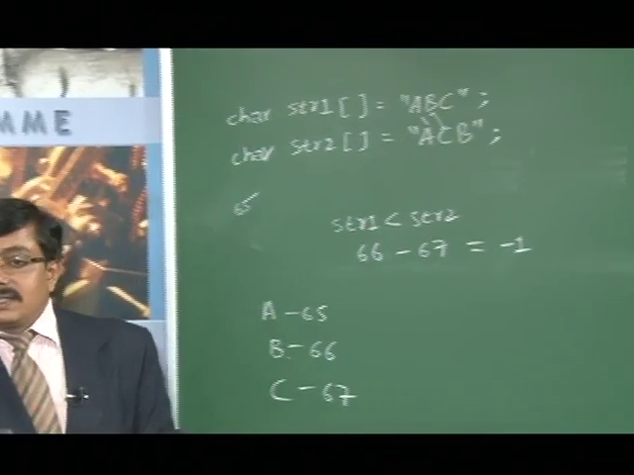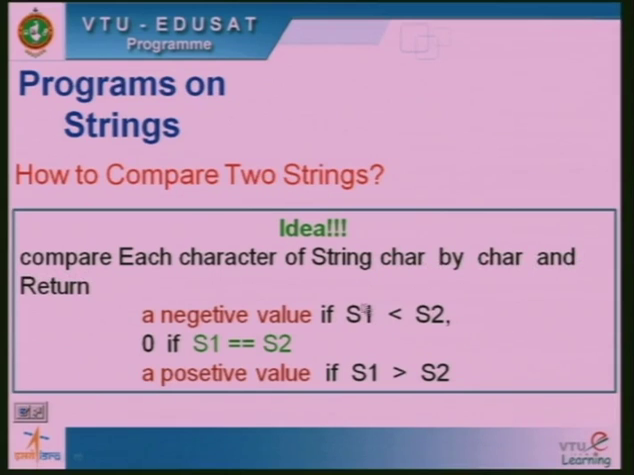So if you look at the logic here, when string 1 is lesser than string 2, then a negative value must be returned. We are taking the ASCII difference and we are returning a negative value.